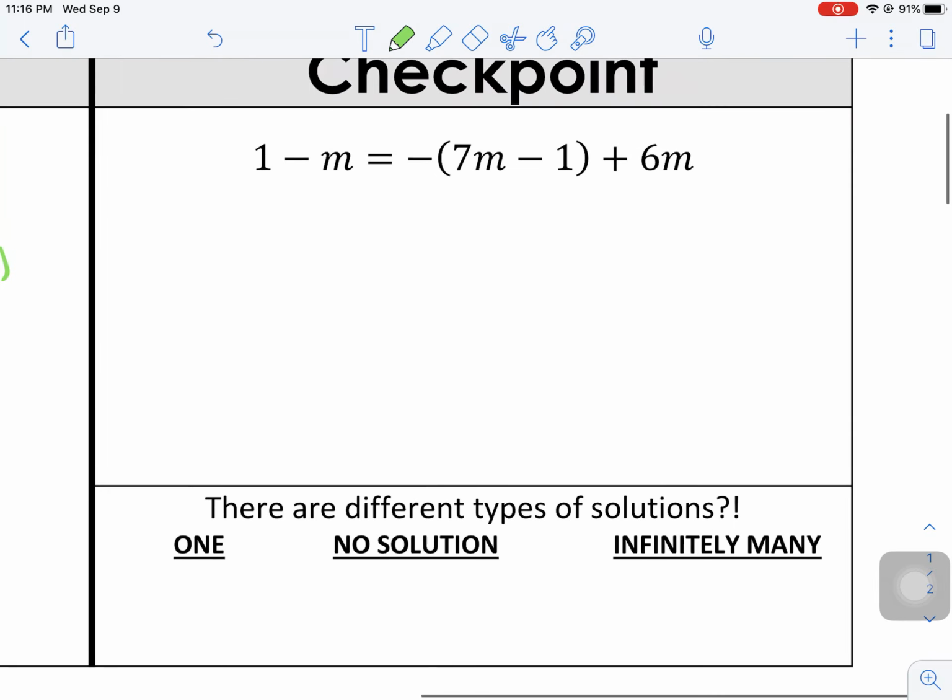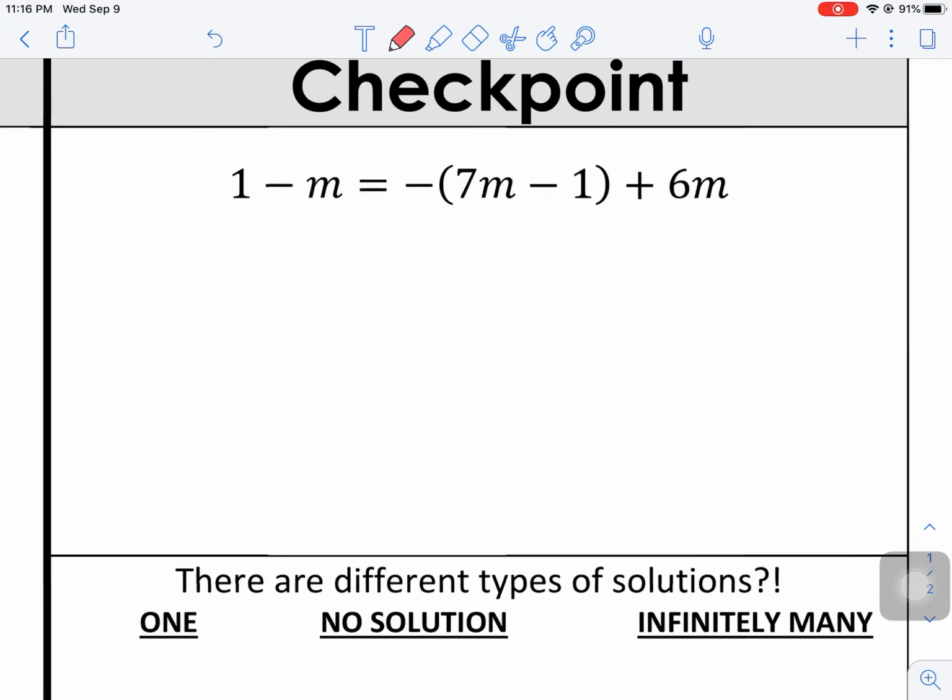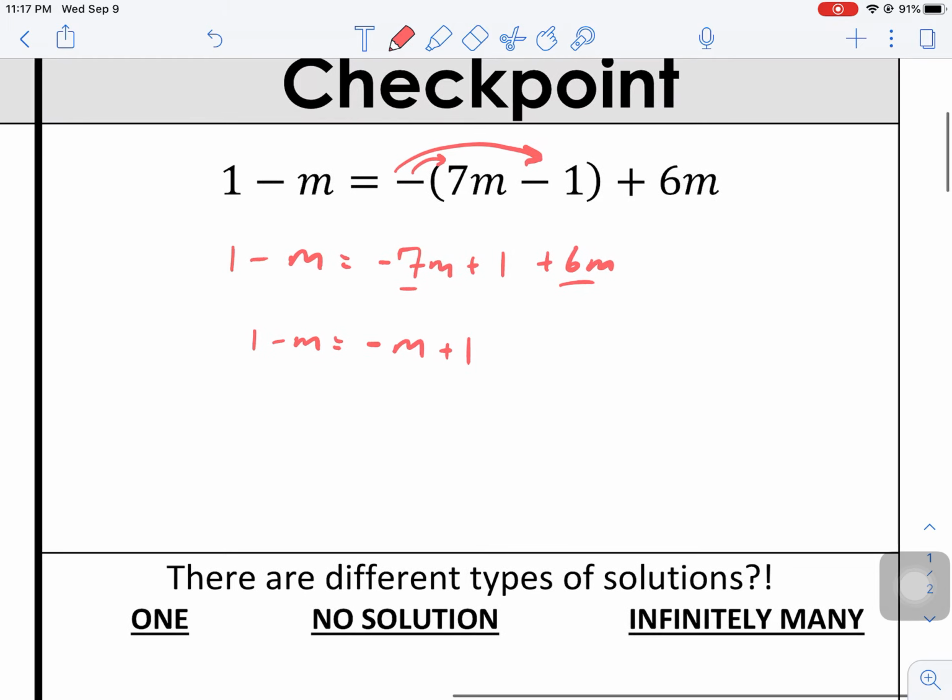Alright, so let's take a look at this next problem. So if we were going through this to solve it, we can see here that there's a negative. This negative has to get distributed into the parentheses. So we have 1 minus m is equal to negative 7m plus 1 plus 6m. From here we're combining like terms, negative 7m and 6m. So 1 minus m is equal to negative m plus 1. And then if we add this m to the other side, we get 1 is equal to 1.